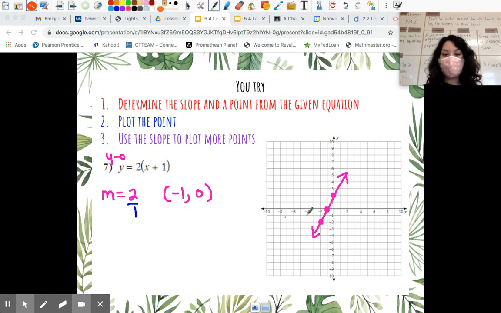Okay, so this is what your graph should look like. You should have gotten a slope of 2. Make it a fraction by putting it over 1. You should have gotten the ordered pair (-1, 0), which sits right here on the x-axis. And then you can go up 2, right 1 or down 2, left 1.